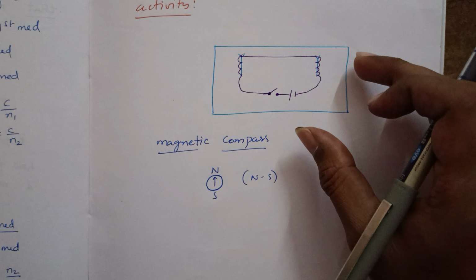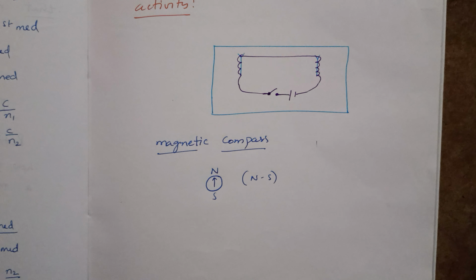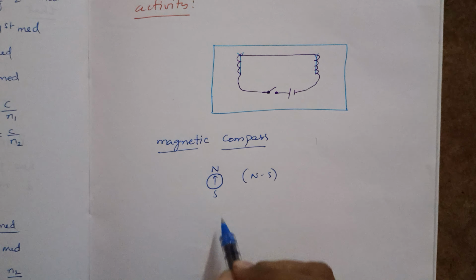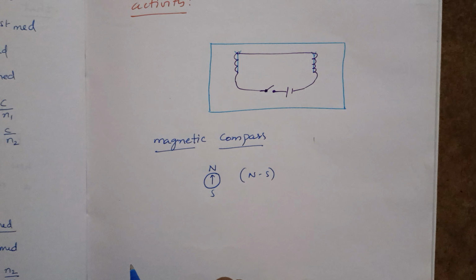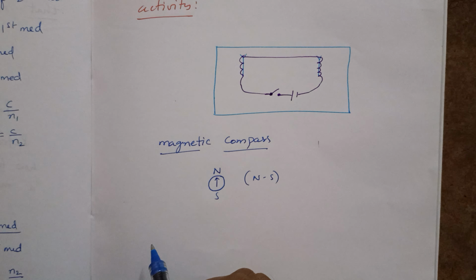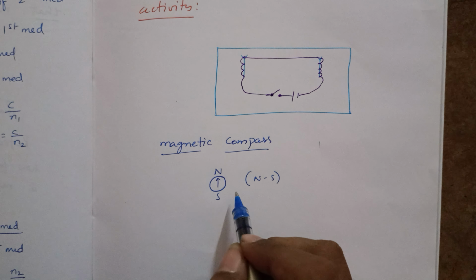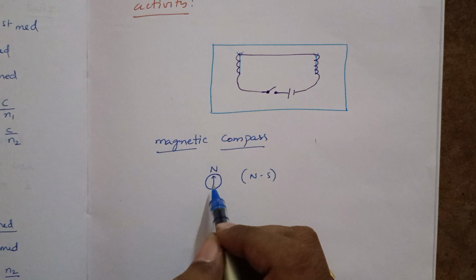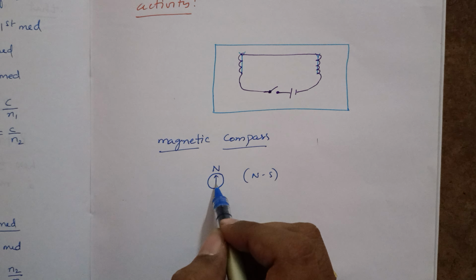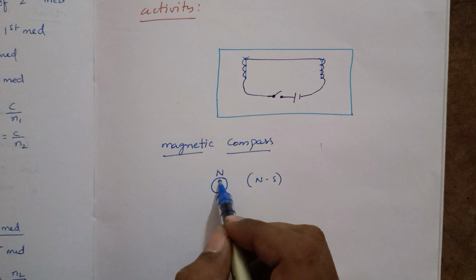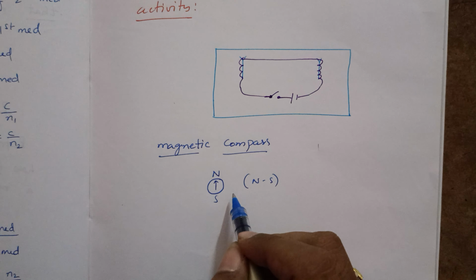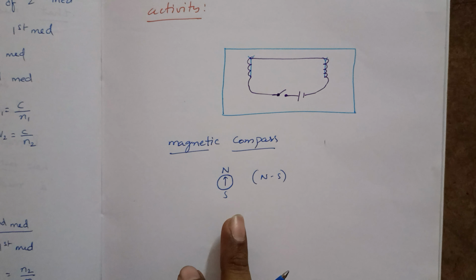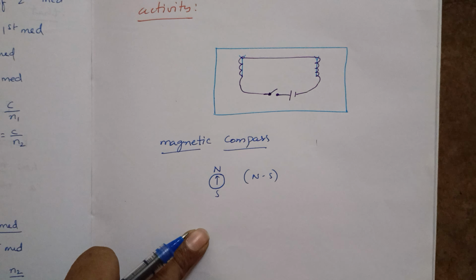If it is placed in an open place, it will show the north-south direction of the Earth because of the directive property of the magnet. Whenever we keep a magnet near the compass, it will deflect, because the magnet influences the needle. This needle is a magnetized needle. It has the properties of a magnet. If there is no magnet near it, it won't show any deflection. It will show the north-south direction of the Earth.